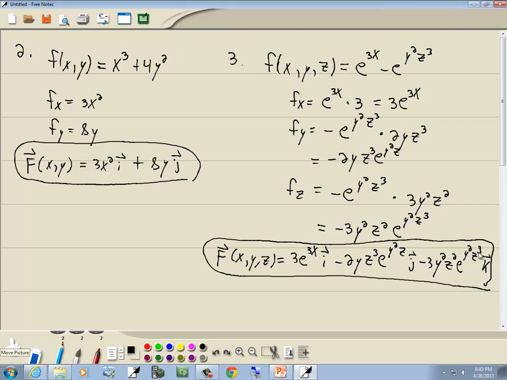Let me double check it real quick here. Okay, 3 there. Our partial with respect to y is negative 2y z to the third, e to the y squared z. That should be a third power there. There we go. Boy, I better go back to sleep. Okay. Partial with respect to z. I actually find if I don't show all the steps, it comes out easier. There we go. That's correct now, hopefully.